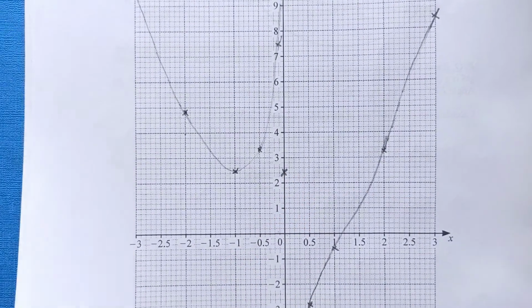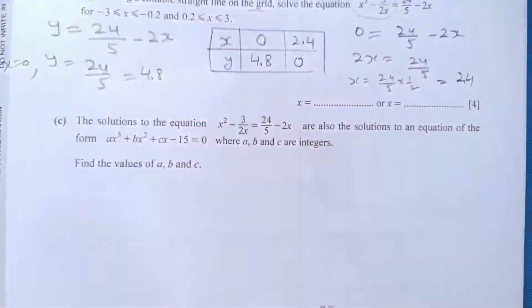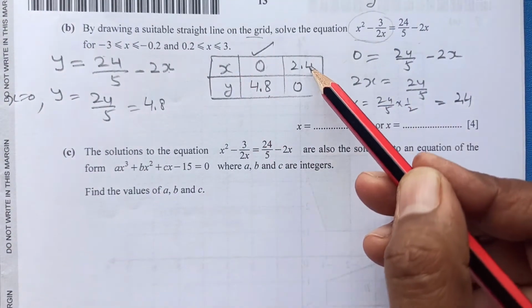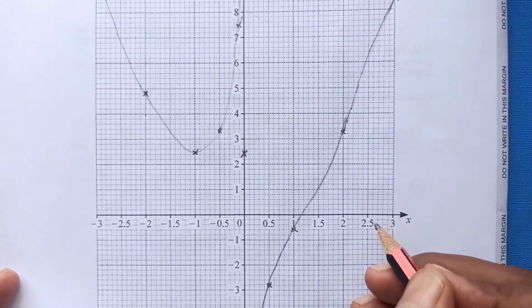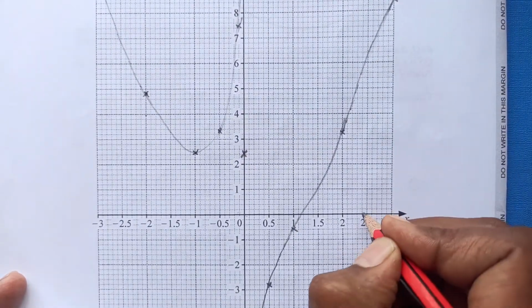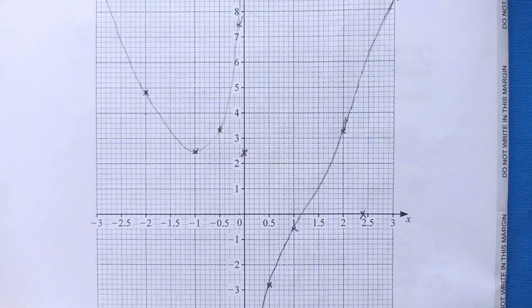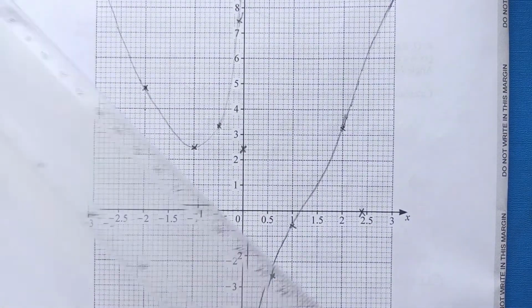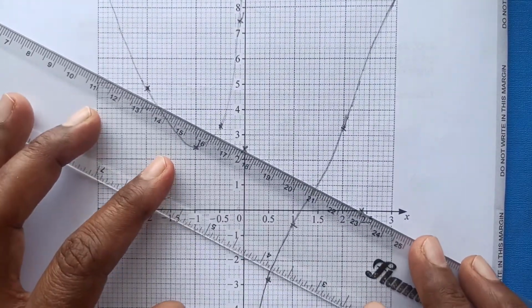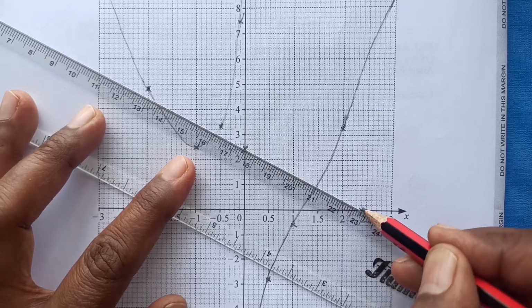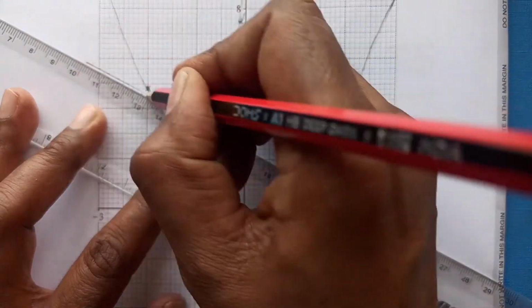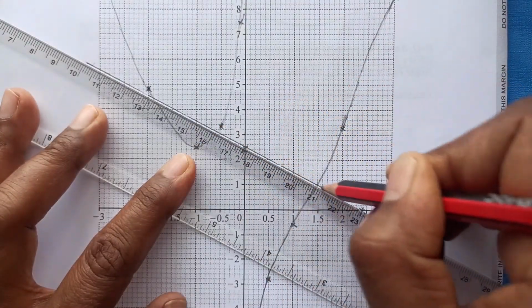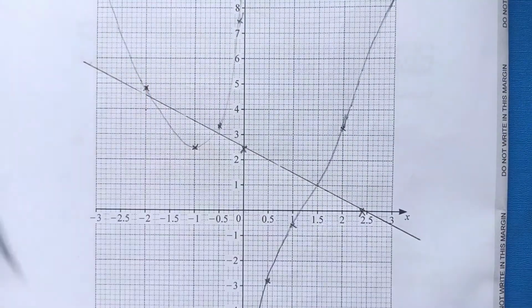Now the next point was, here we are done with this, x 2.4, y 0. 2.4 is here, and y 0. So this is the point. So we have these 2 points. So now we are going to make this line over here with this one. Make sure your pencil is sharpened enough, right? So this is the graph.